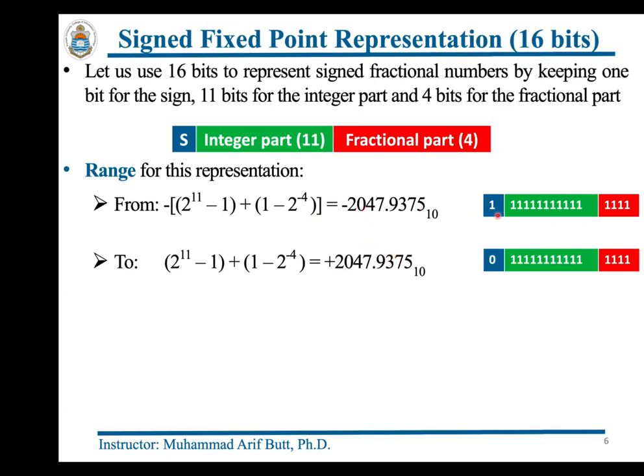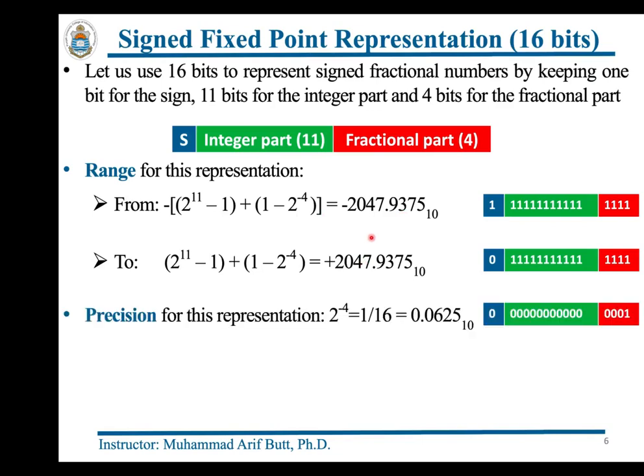For the negative number we have a 1 over here. The 11 bits for the integer part are all ones, and the fractional part is also all ones. So this all sums up to these two values. As far as the precision is concerned, the smallest number that can be contained, since we have 4 bits for the fractional part, is 2 raised to the power minus 4, which comes out to be 0.0625.